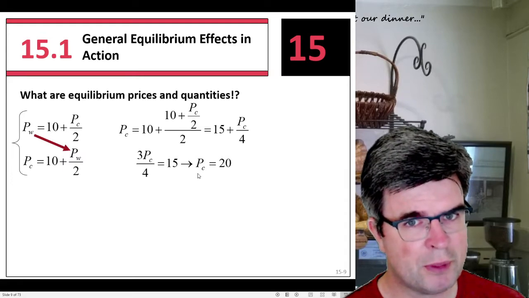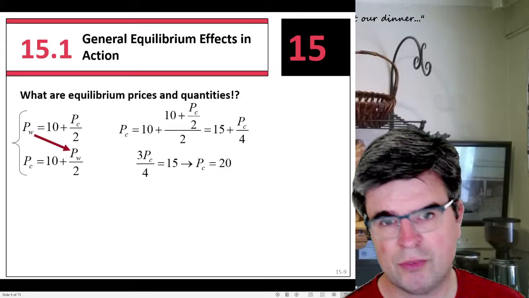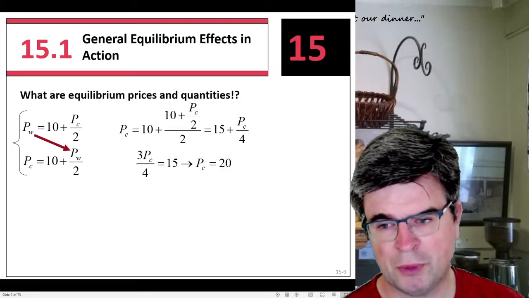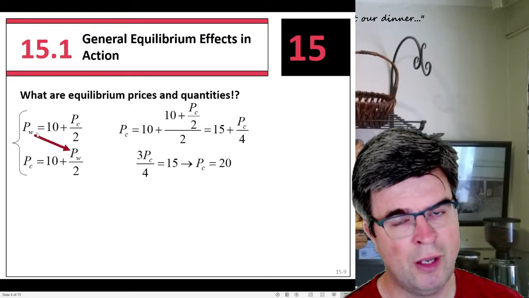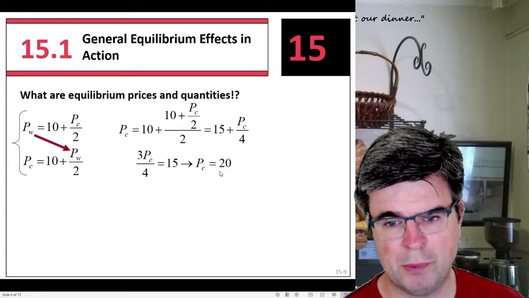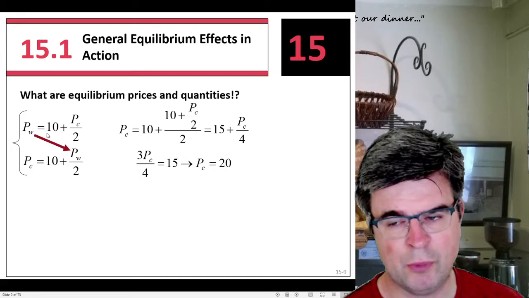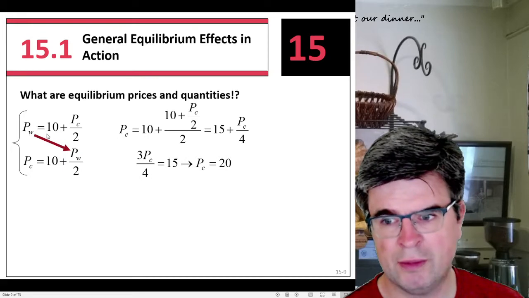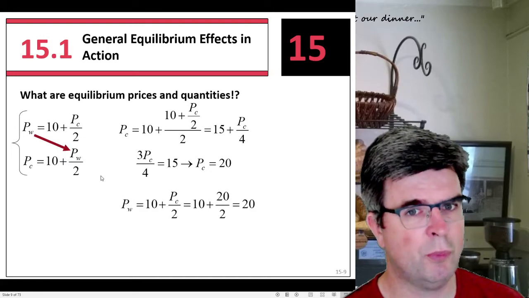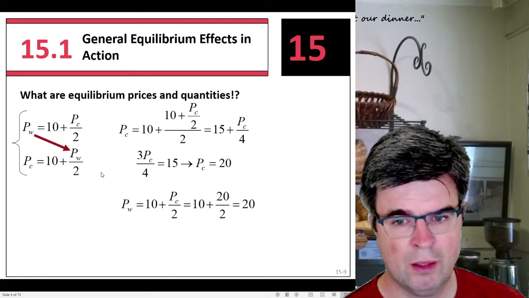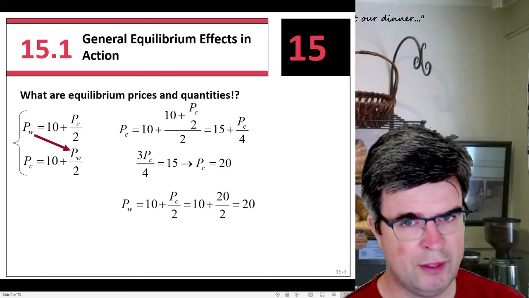So when the equilibrium price of corn is 20, then we can easily derive the equilibrium price of wheat, because we already have a function that gives us the price of wheat as a function of the price of corn. So we simply replace the PC over here by the 20, and you get that the equilibrium price of wheat is 10 plus 20 divided by 2, which is 20 as well. So both the equilibrium price of corn and wheat is 20 in this case.